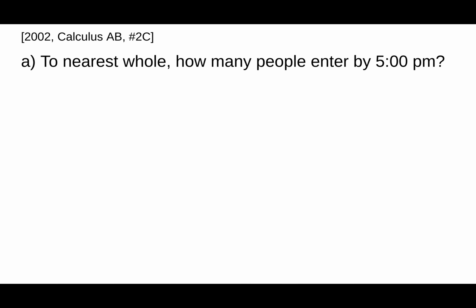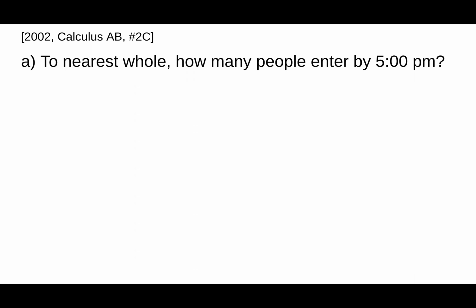This question is from 2002. It is question 2, and it is calculator active. In the question stem, we have two functions representing the rate at which people enter or leave an amusement park. E of t gives us the rate at which people enter the park. L of t gives us the rate at which people are leaving the park. You can check those specific functions by actually looking up the question yourself. The link to the actual free response questions is provided in the description below.